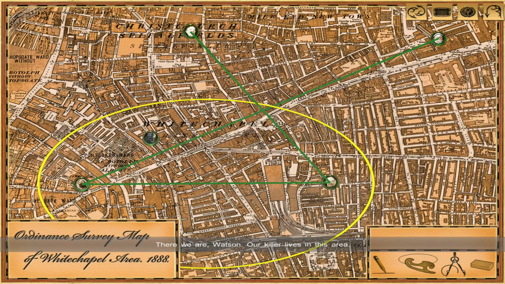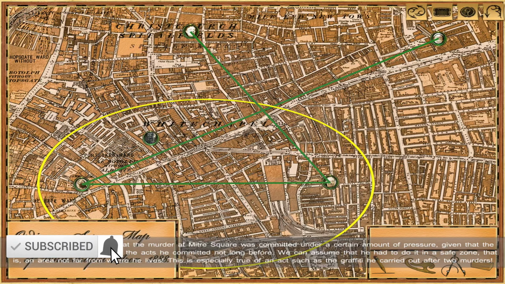Lives in this area. It's still rather a vast area, Holmes. Yes, indeed, and our goal is to reduce this area as much as we can. We must consider the fact that the murder at Mitre Square was committed under a certain amount of pressure, given that the killer knew he was wanted for the acts he committed not long before. We can assume that he had to do it in a safe zone, that is, an area not far from where he lives. This is especially true of an act such as the graffiti he carried out after 2 murders.